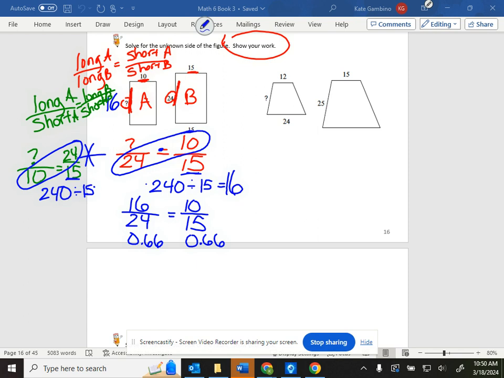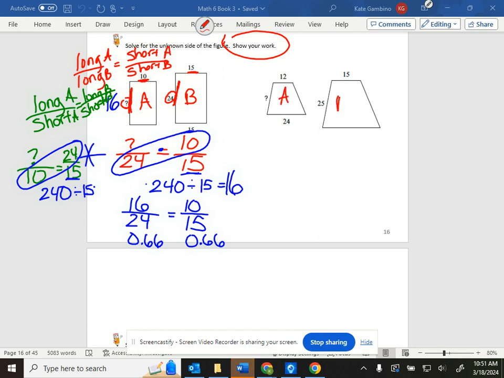All right, so let's look at our second example. Remembering either long A over long B, short A over short B, or long A, short A, long B, short B. Who can tell me what to write? Which method should I use? Raise your hand. Claire. So tell me what to write.